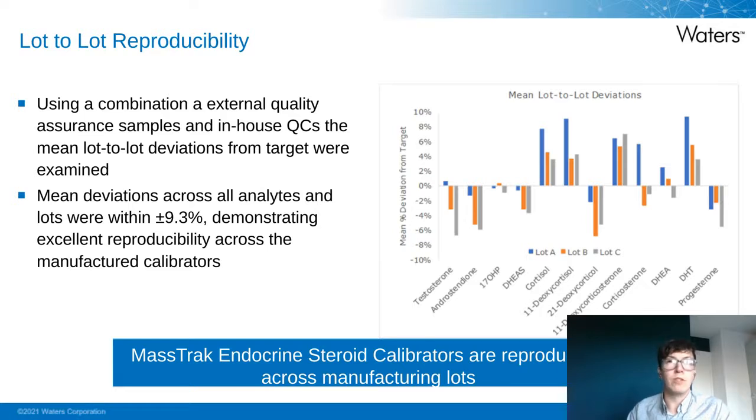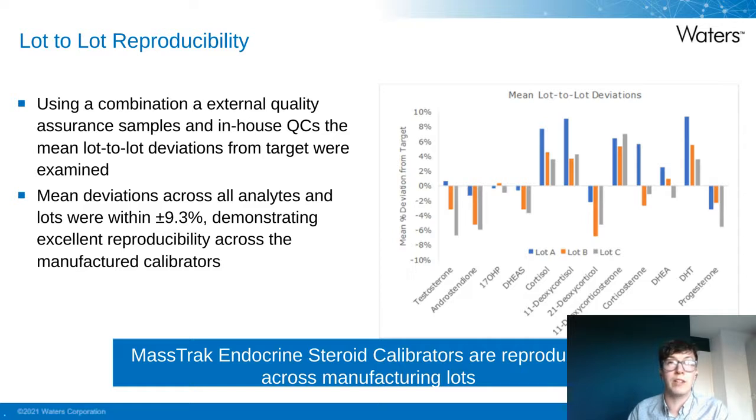So now we're moving on to more of the data associated with the product. Data on the accuracy of the calibrator set was generated through the evaluation of in-house QC and external quality assessment samples, so EQA samples. And so we have 3 lots of manufacturing material for the calibrators, and these are evaluated for accuracy and mean deviations from the assigned values at low and high concentrations.